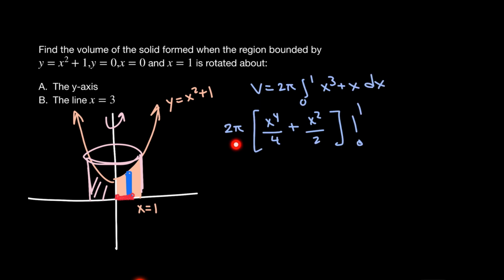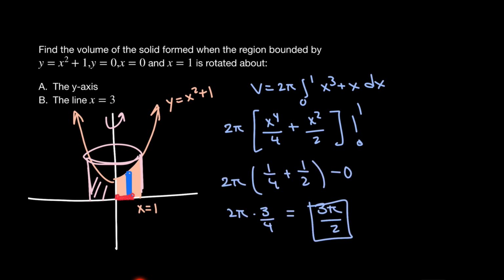So 2 pi stays there, that's a constant, and we'll get x to the 4th over 4 plus x squared over 2. Plug in my bounds of integration, so I'll plug in 1 for x, then I'll plug in 0 for x, and subtract the values. And I ended up getting 3 pi over 2 as my final answer for my volume.